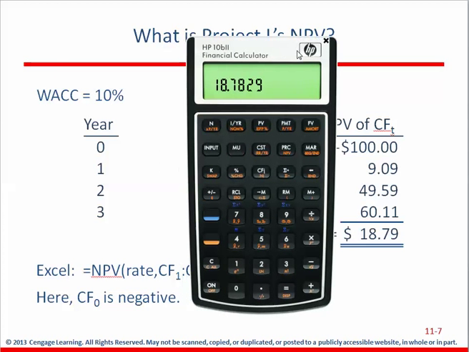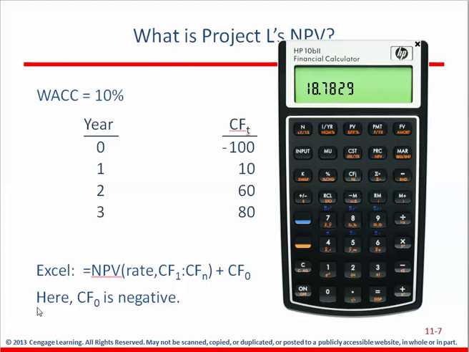Now, if you're doing this on Excel, this is an oddity in Excel, I don't know why it is. But when you use the NPV function in Excel, it assumes that the first cash flow it meets is a time one cash flow. So you don't want to highlight the whole array in Excel. So these are actually easier to do on your calculator than in Excel.